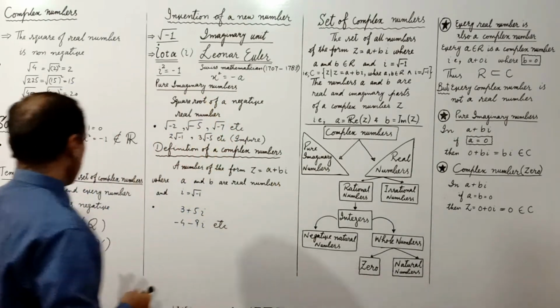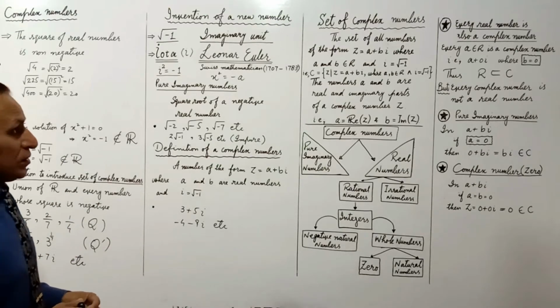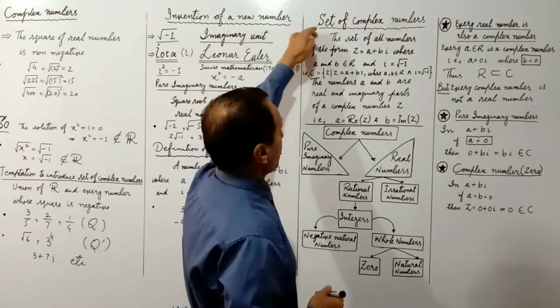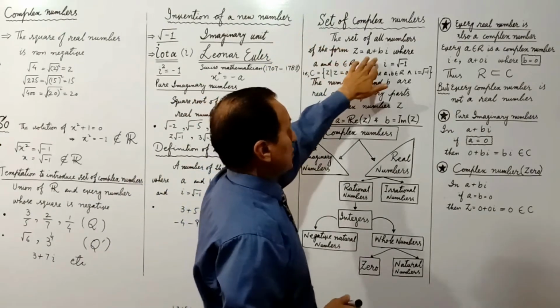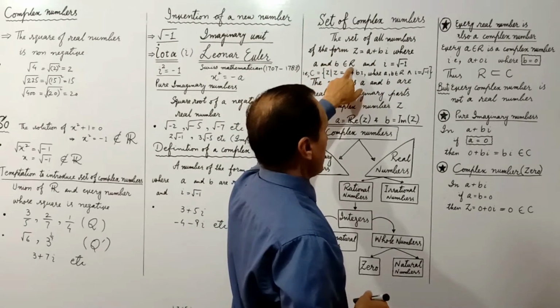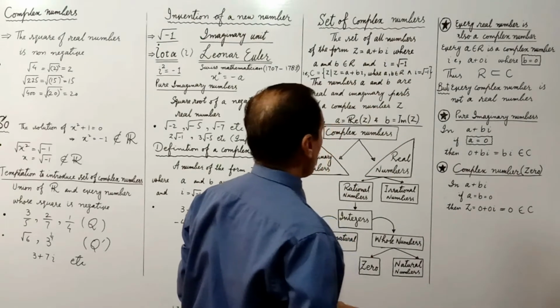After discussing complex numbers, we now discuss the set of complex numbers, which is a large set of a variety of numbers, like we already discussed the rational numbers, irrational numbers, and every number whose square is negative. Let's move to the definition of it. The set of all numbers of the form z is equal to a plus b iota, where a and b are real numbers and iota is equal to the square root of minus 1, which was already discussed.